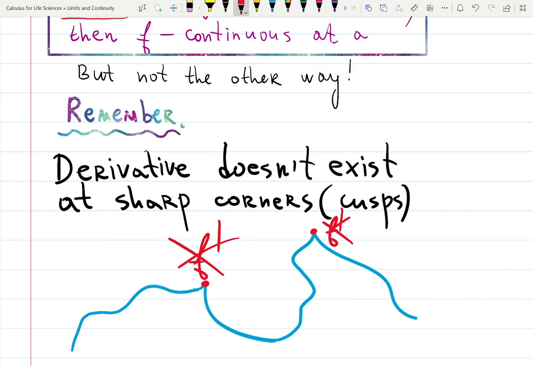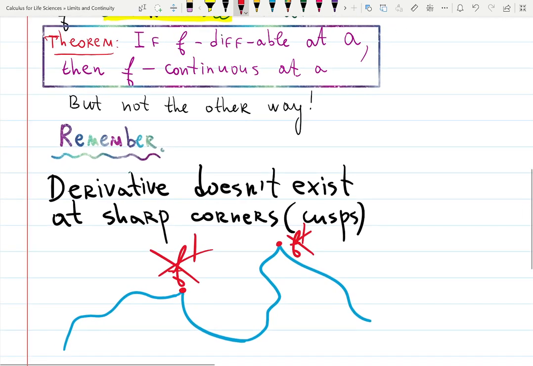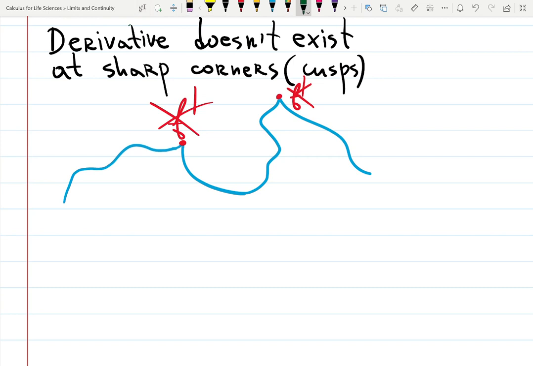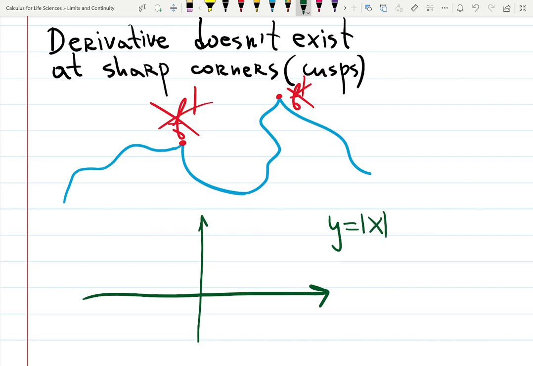And that is not a contradiction, but again, if a function has a derivative, the function is continuous at that place. But being continuous doesn't necessarily mean having a derivative. What is the famous example you know with a sharp corner of the graph? Yes, absolute value. Good job. Do you all remember that? Absolute value of x, y equals absolute value of x.